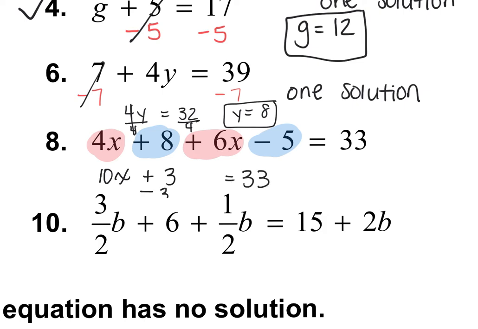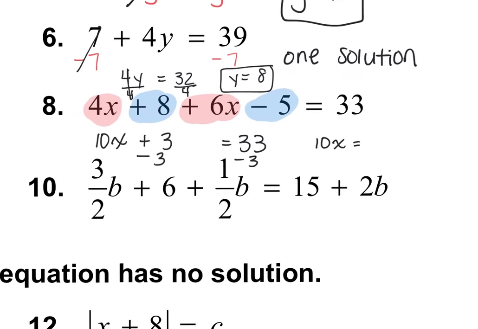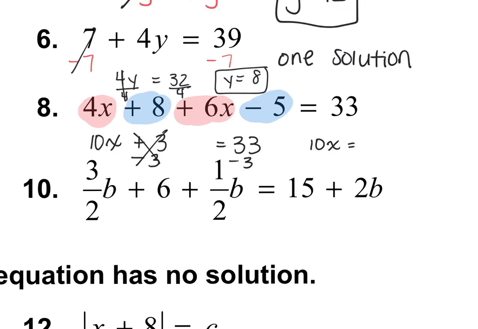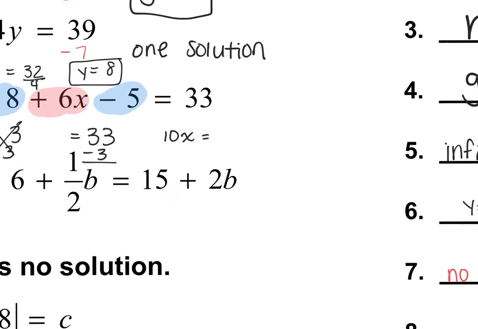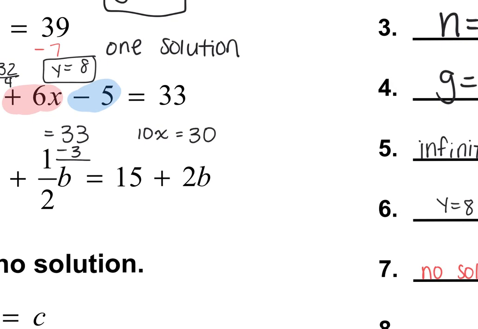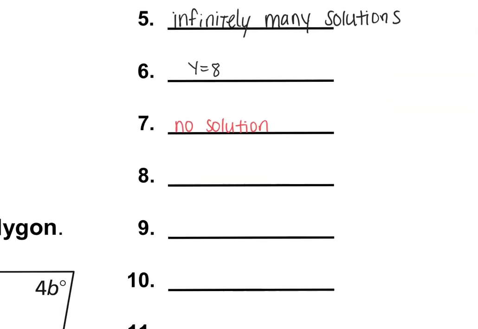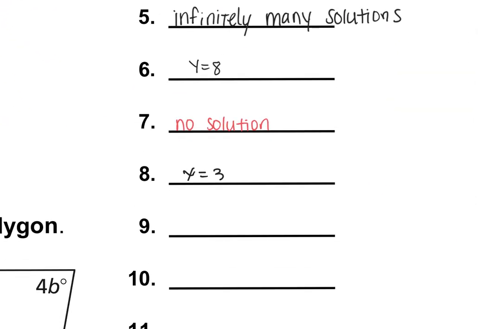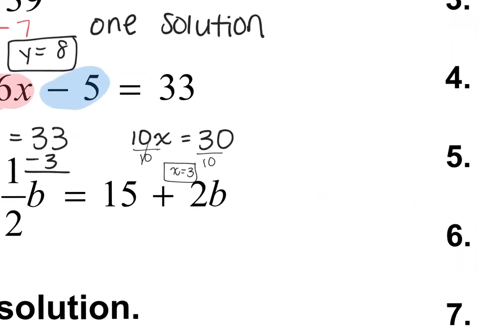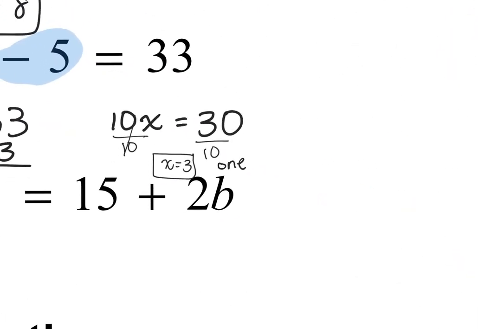Now we're just going to subtract 3 from both sides. You solve this like a normal equation. We have 10x equals, remember these 3's went away, and this 33 minus 3 is going to give me 30. Now all we have to do is divide by 10, and I'm going to get x equals 3. And this was a single solution, so we're just going to write one solution.